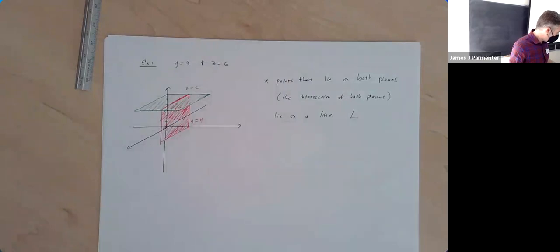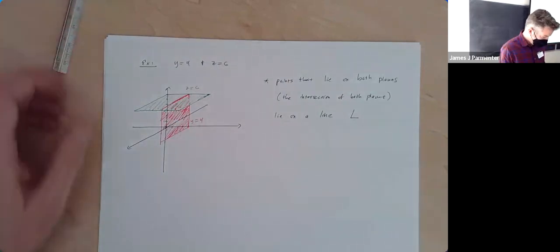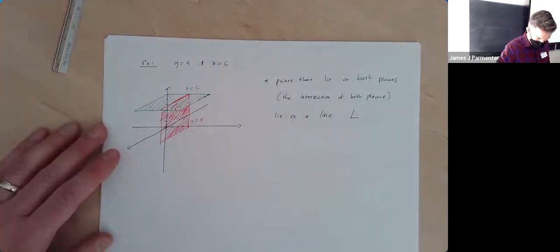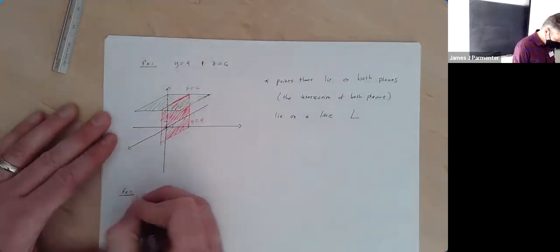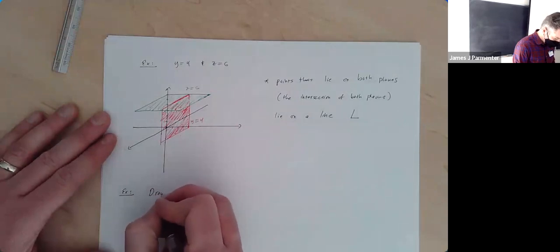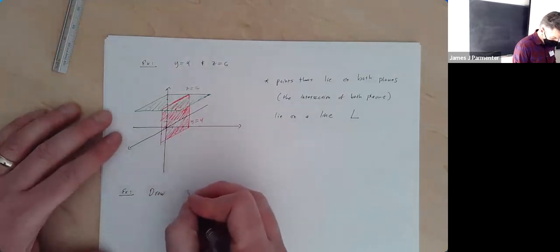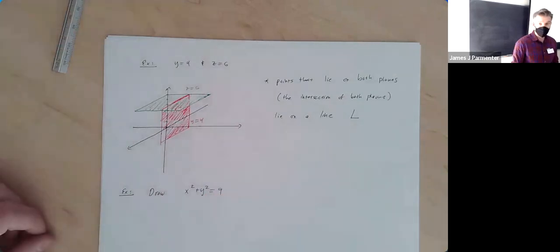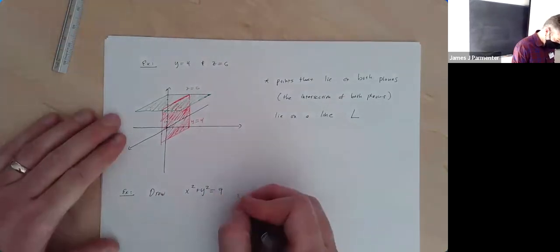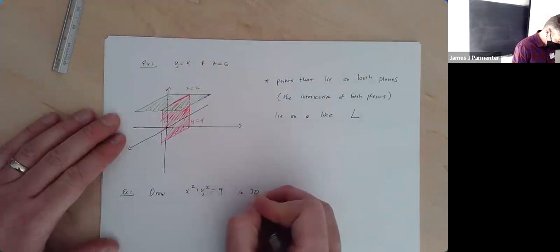All right. So what if I wanted to, let's draw, I'm going to leave off the name for a second, but we're going to draw x squared plus y squared = 9 in 3 dimensions. But first we'll do it in 2 dimensions.